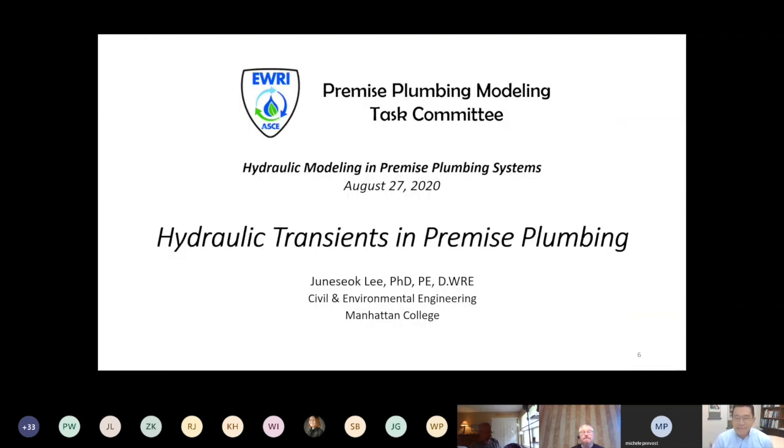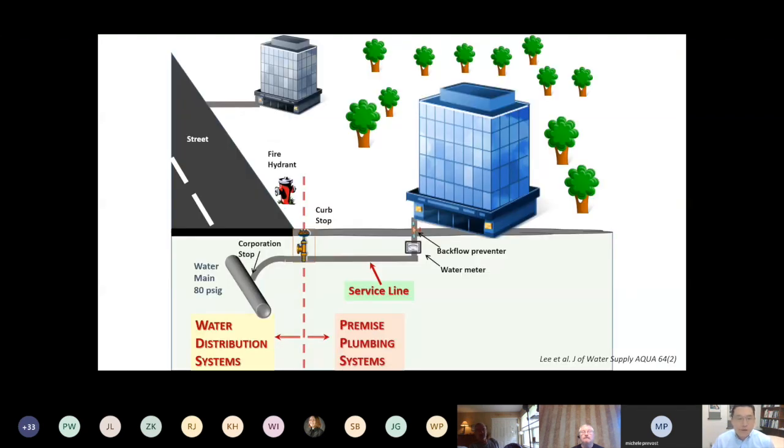Having said that, let me start with my first talk. I will be talking about hydraulic transients in premise plumbing. As you all know, this shows the overall schematic for the layout of water mains, service lines, and premise plumbing. For this talk, I would like to focus on the service lines.